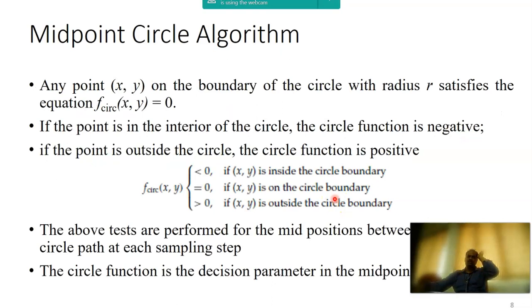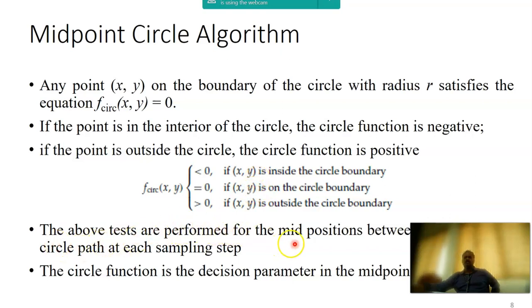At any point (x, y) on the boundary of the circle with radius r, it satisfies the equation f_circle(x, y) equals 0. If the point is in the interior of the circle, the function is negative. If the point is outside, the circle function is positive. So in that case only we have to calculate. As per the formula, less than 0 is inside the circle boundary, equal to 0 is on the boundary, and more than 0 is outside the circle boundary. So we have to consider these two parts.